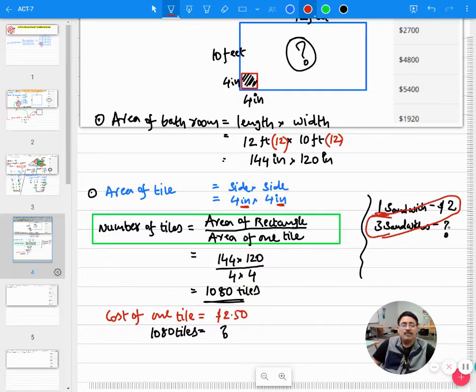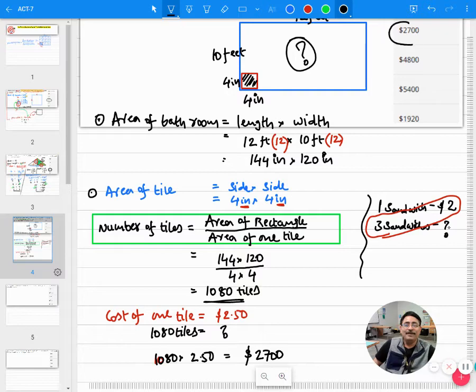When the cost of one is given and if you are asked to find the cost of more items, then we go for multiplication. So we have to multiply 1080 by 2.50. So let me write that. It is 1080 multiplied by 2.50. My calculator again here. 1080 multiplied by 2.50, $2,700. Oh my gosh. Okay, so this is the answer.